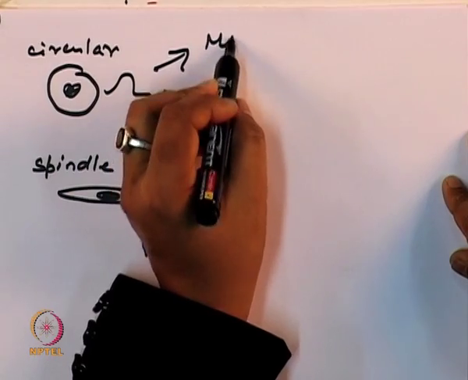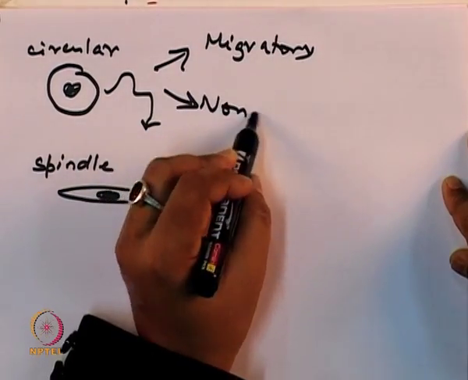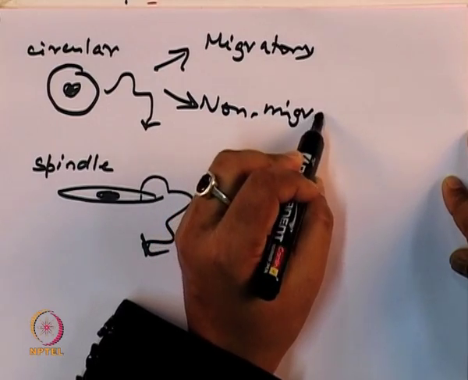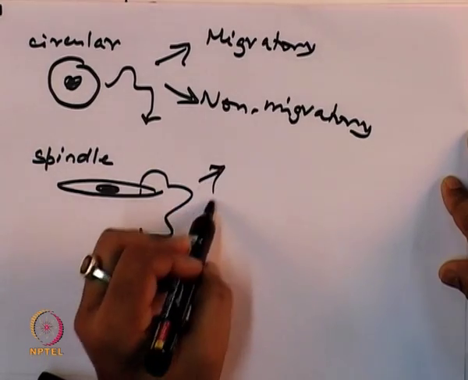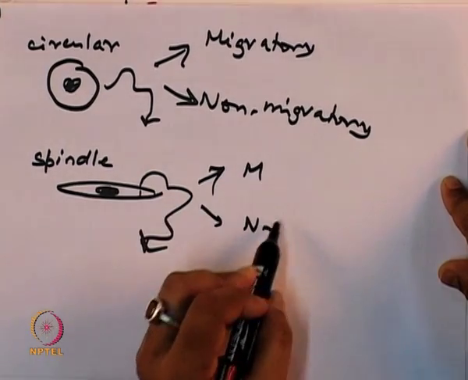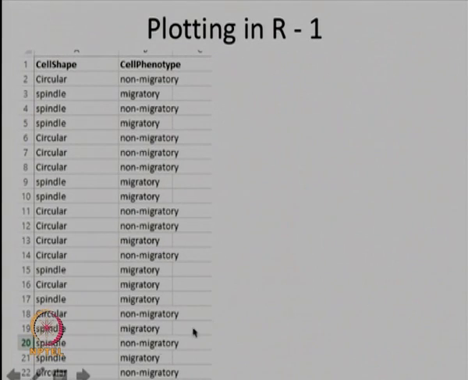Okay. Migratory and non-migratory. Okay. Same here, you have migratory and non-migratory. Okay. So this is just an example. In this particular example what we have is the distribution for, let us say, 22 such cells.